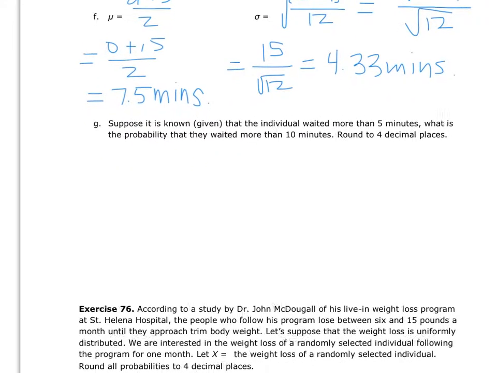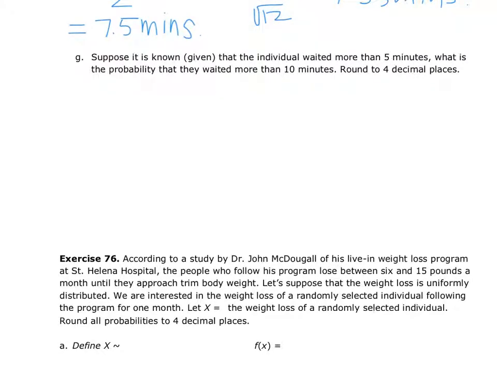Okay, one more probability with this example. Suppose it is known, or given, that the individual waited more than 5 minutes. What is the probability that they waited more than 10 minutes? We can write this in probability notation. This is a conditional probability. We want to know the probability that they waited more than 10 minutes, so x greater than 10, but we're given that they waited more than 5.